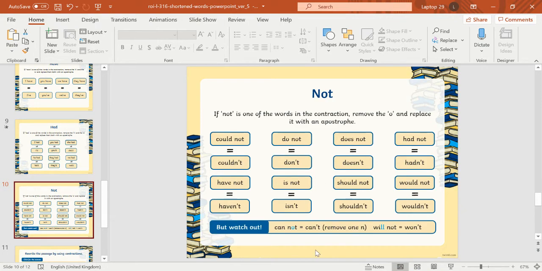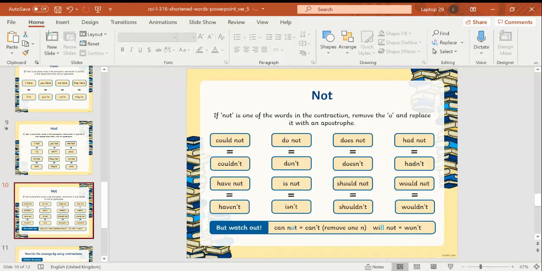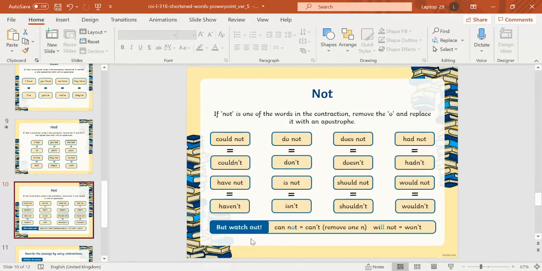But the tricky bit at the bottom is the ones which don't follow the rules. So it says, but watch out. Cannot becomes can't. So you can see that we remove the N with the O as well. And will not becomes won't. So that's totally tricky. So that's another one that we need to remember.